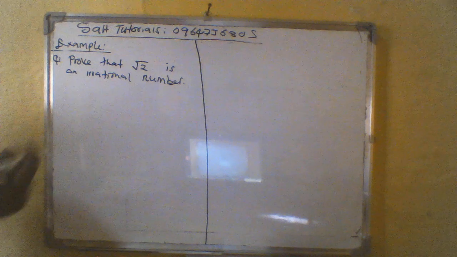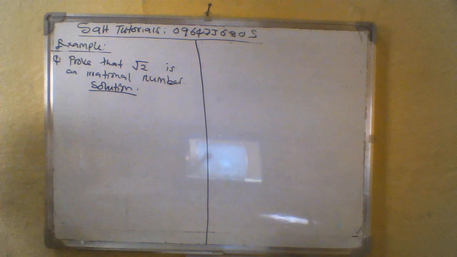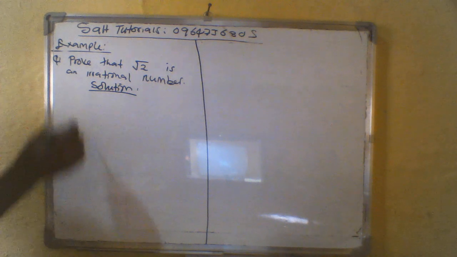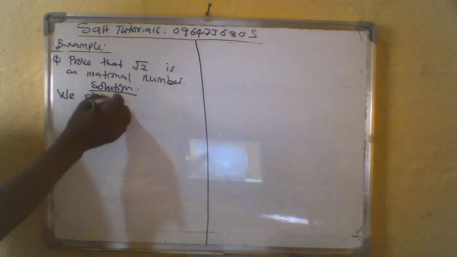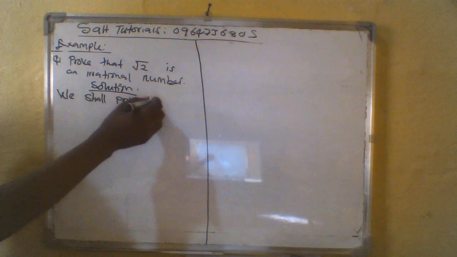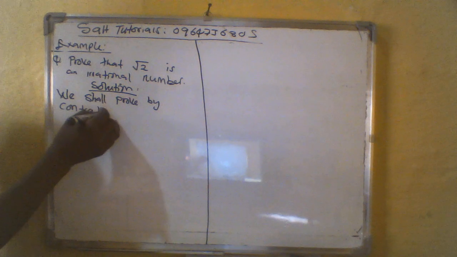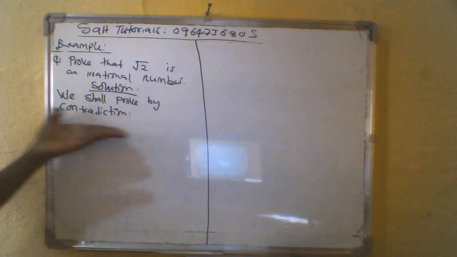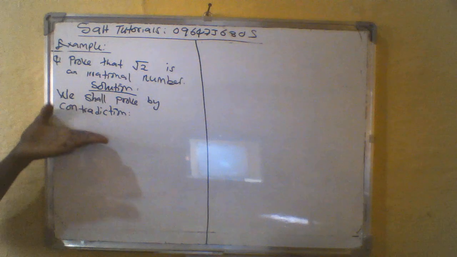So this is how we are going to prove our solution. Every time we're trying to prove that a number is irrational, we are going to be proving by the method of contradiction. So tell them how we are proving it. We shall prove by contradiction. Just saying something of this nature tells that you have data of what you're talking about. Some lecturers will even give you a mark for this method, to say we shall prove by contradiction.